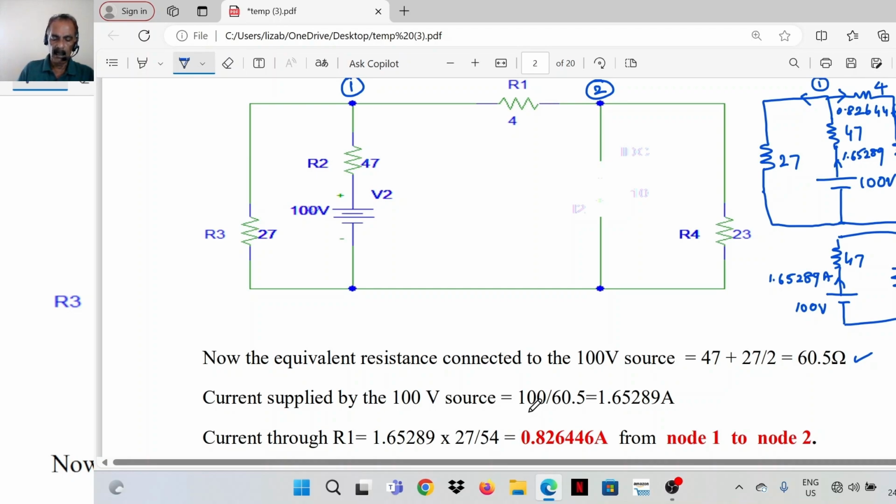So current supplied by the 100 volt source is 100 divided by the net resistance, that is 60.5, 1.65289 ampere. So current through R1 is this divided by 2, or opposite side resistance by sum of the resistance. That equation also you can use. You have to find the current through this branch. That is equal to incoming current coming to the node 1 into opposite side resistance is 27 divided by 27 plus 27, that is 54. So with the voltage source acting alone, the current is 0.82644 ampere from node 1 to node 2.